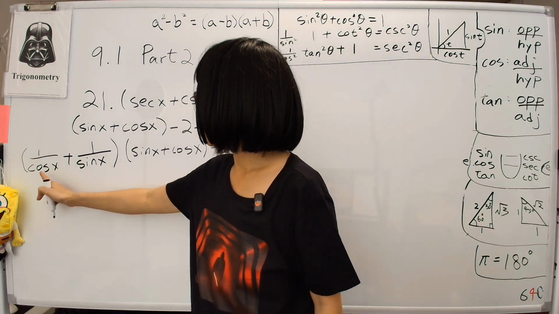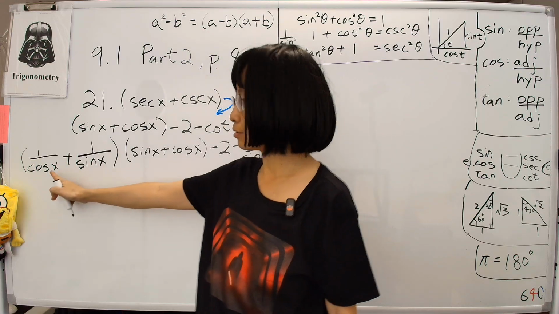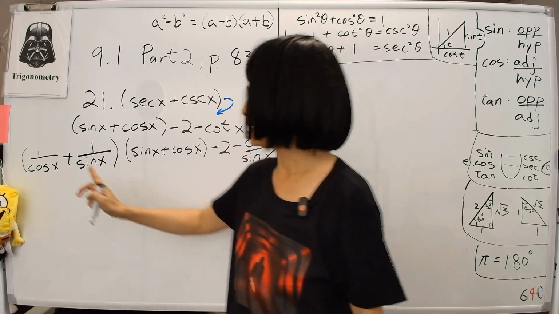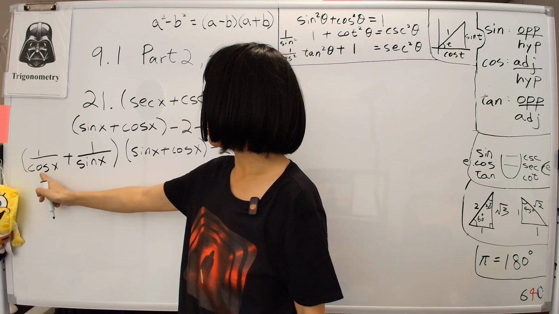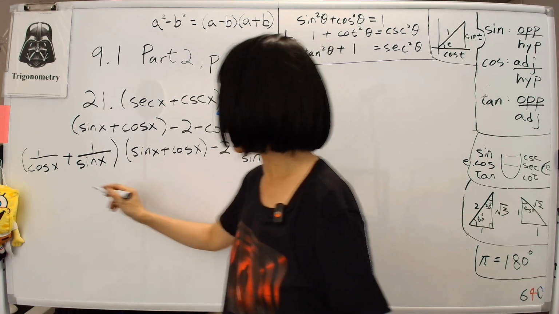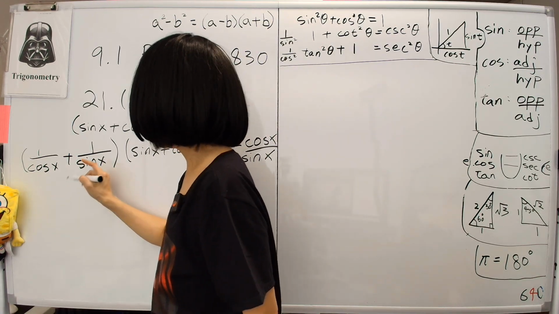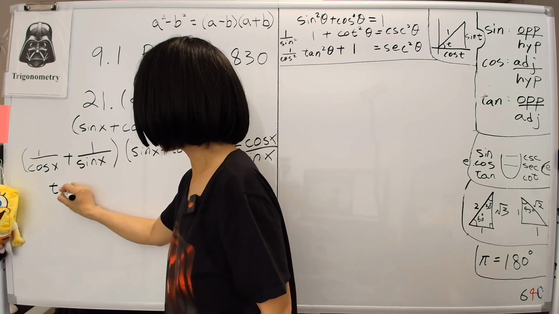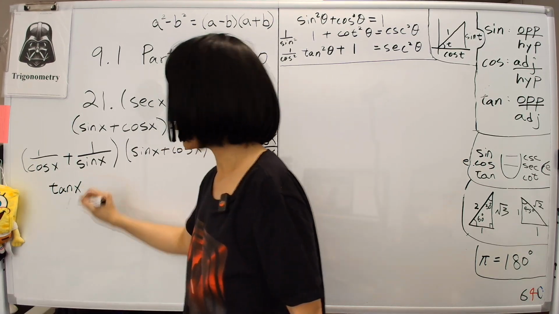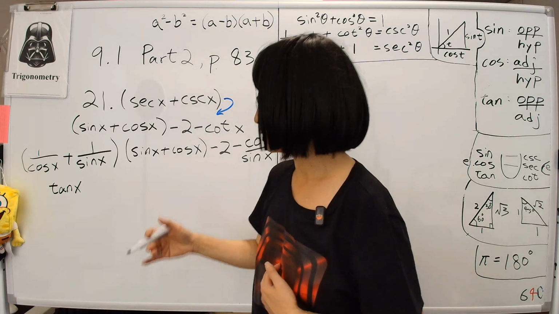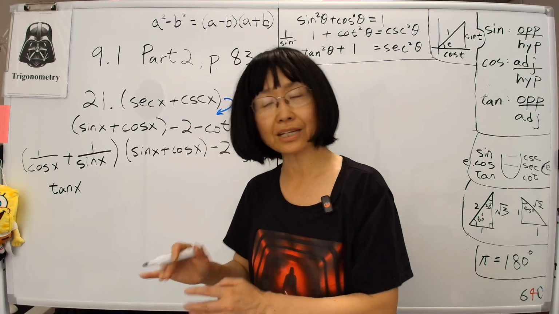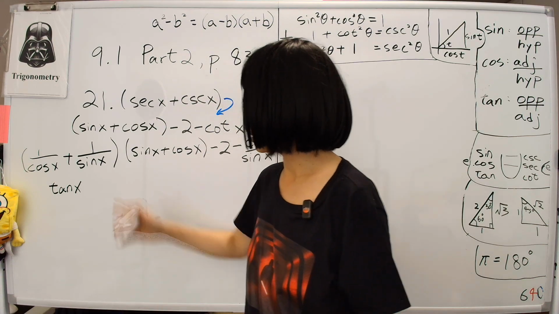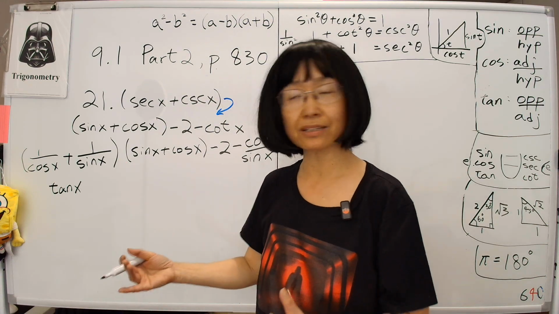So first, we'll take each term here and multiply it with each term here once. So first we'll do this one. 1 over cosine x will multiply with sine x, and that will give us sine over cosine, which is tangent. I'll write it that way, because our answer is supposed to be in terms of tangent. So anytime we see a tangent, we'll turn it into tangent. Otherwise, we'll just keep it as sine and cosine.